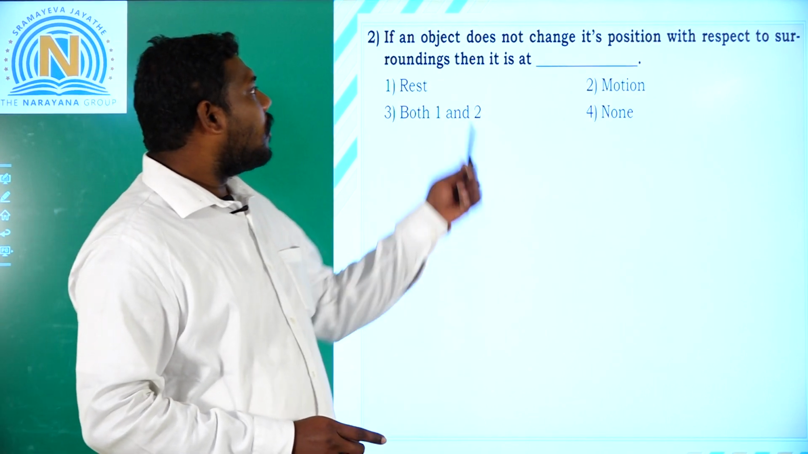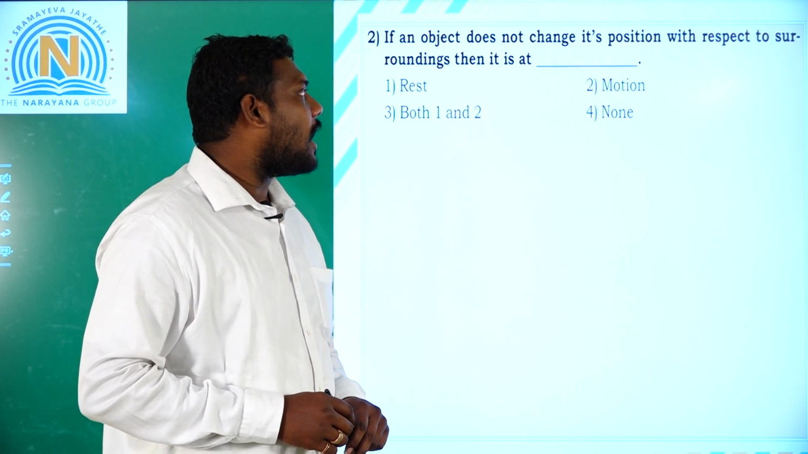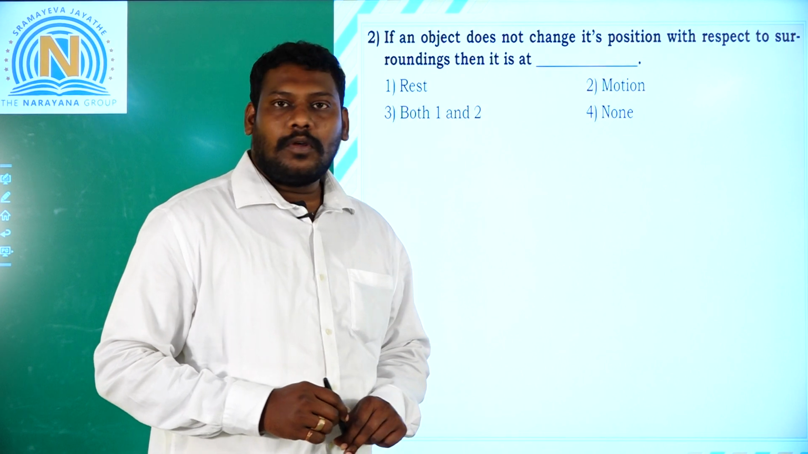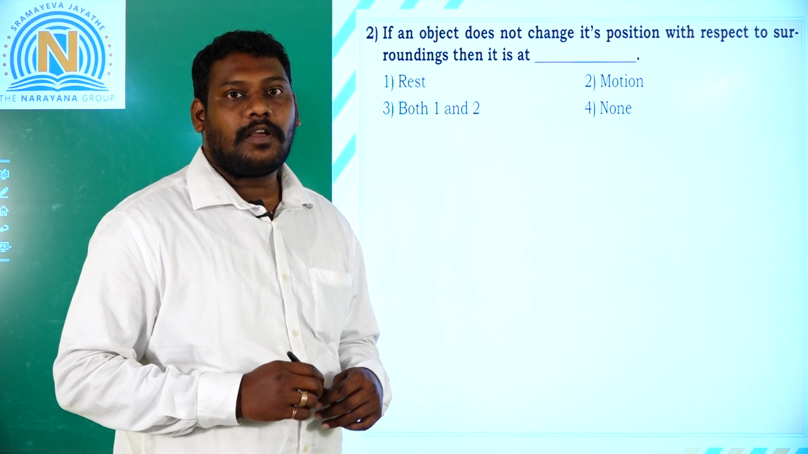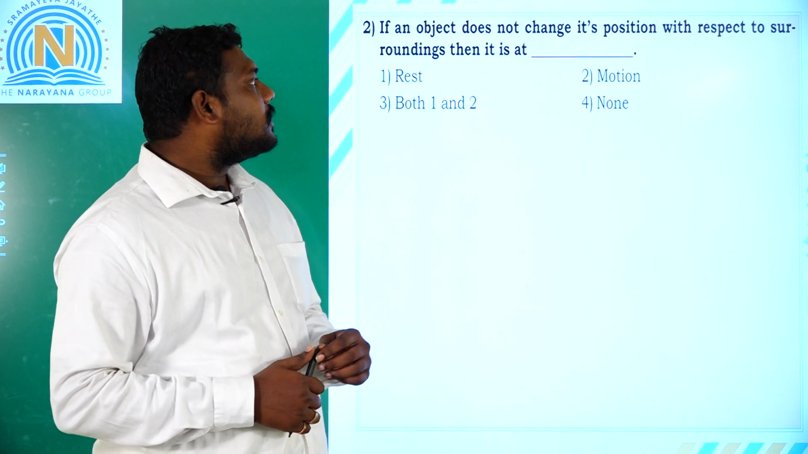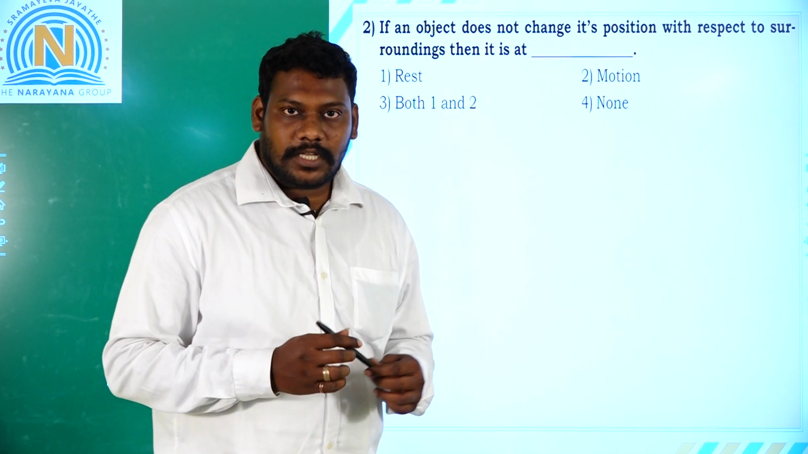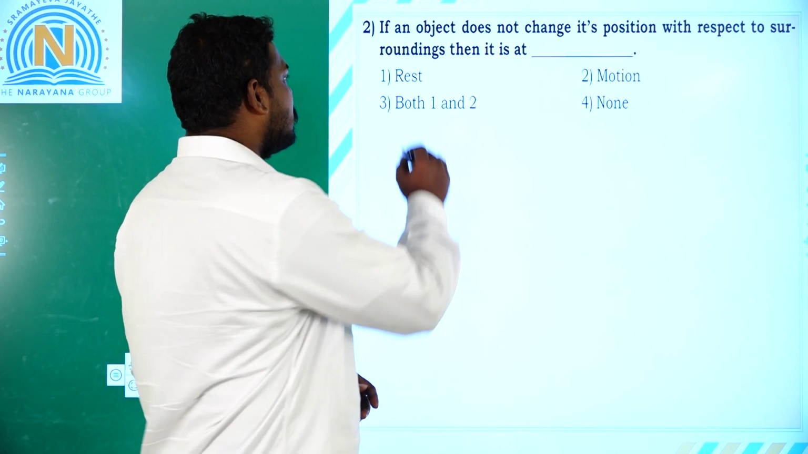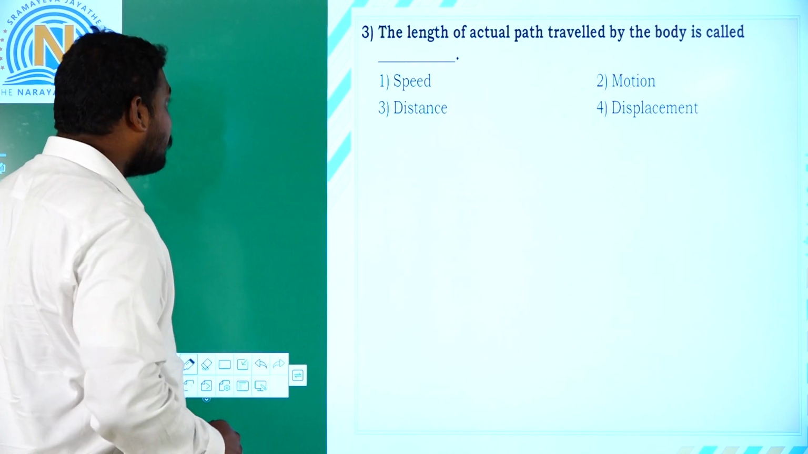Second question. If an object does not change its position with respect to surrounding, then it is at. Now, you know that when the object changes its position with respect to surroundings, then we call it as it is moving. So it is in motion, right? Here in the question, they said that it does not change its position. When the object does not change its position, the object is at rest. So the option will be rest, right? Now let us go to the third question.